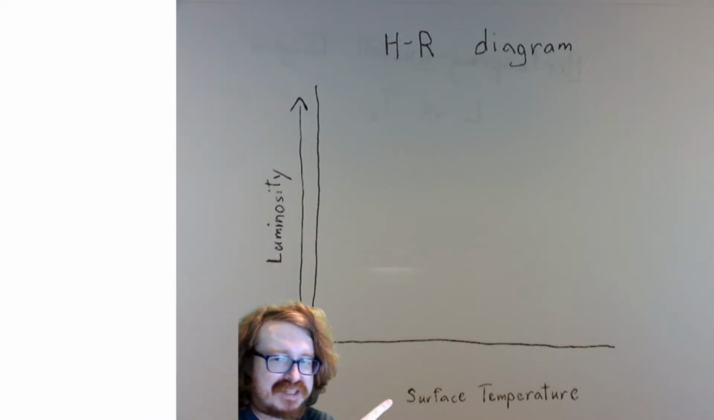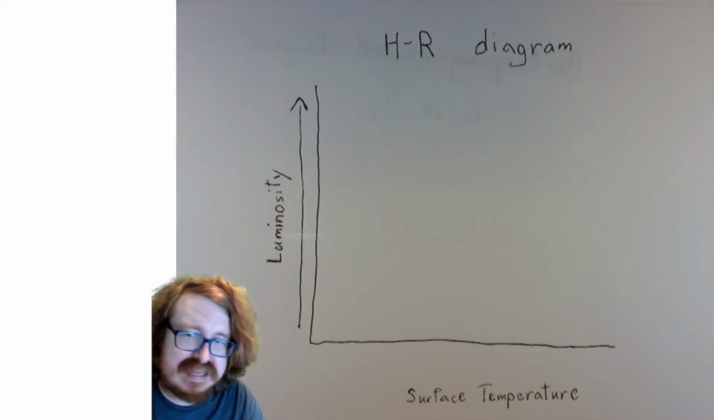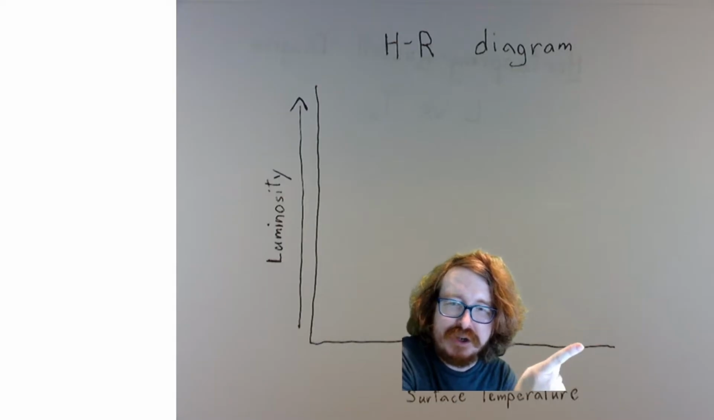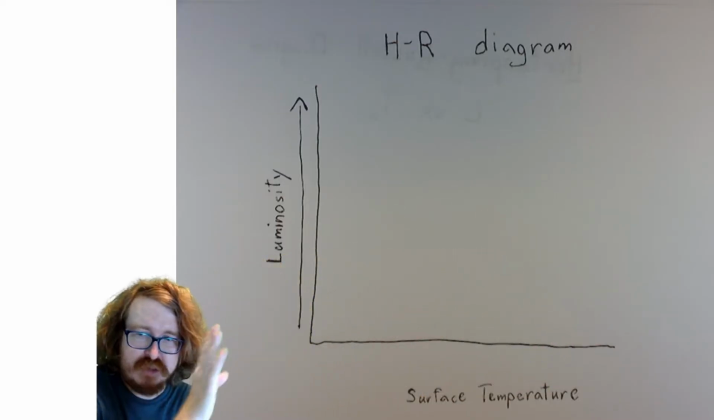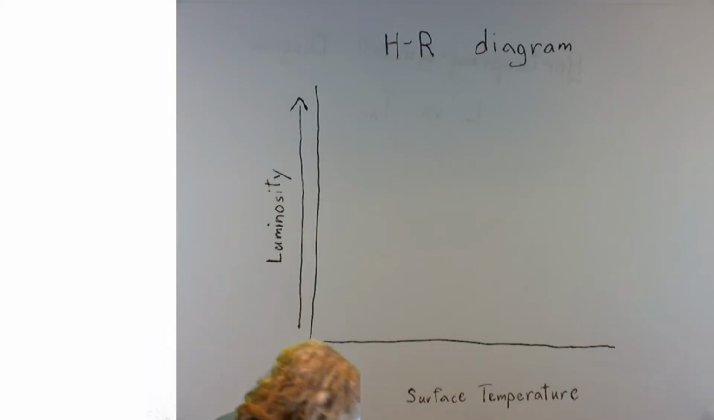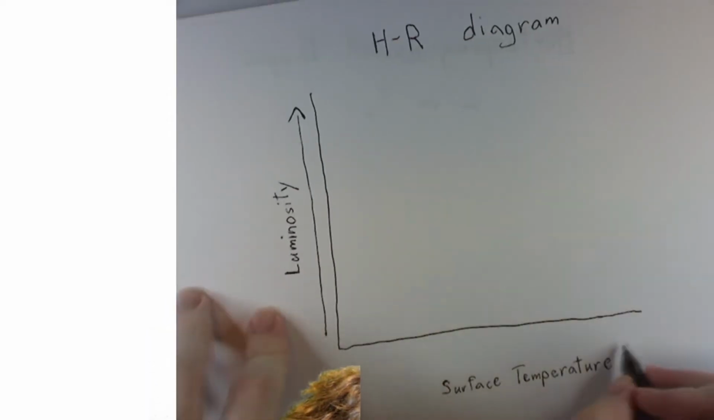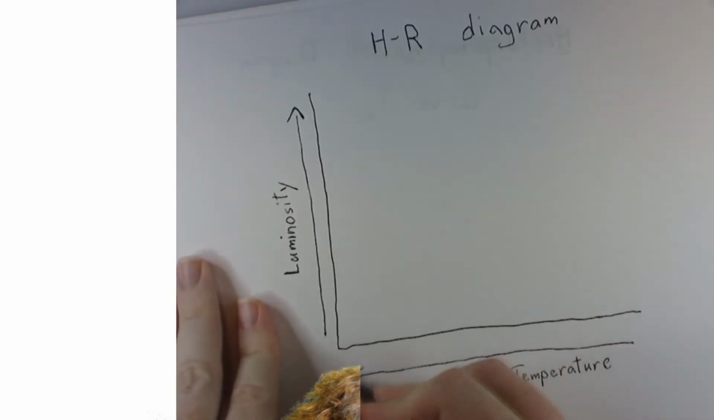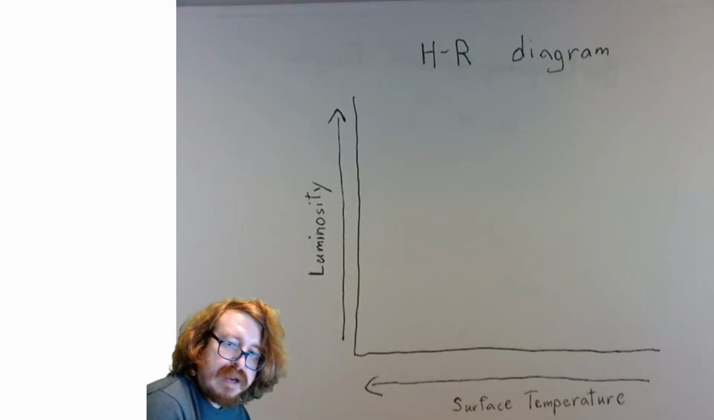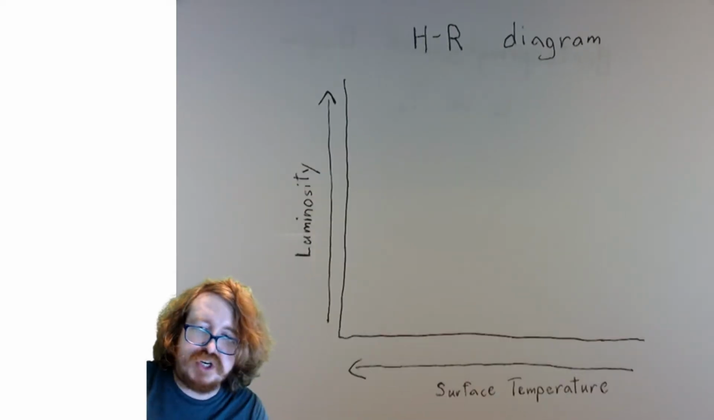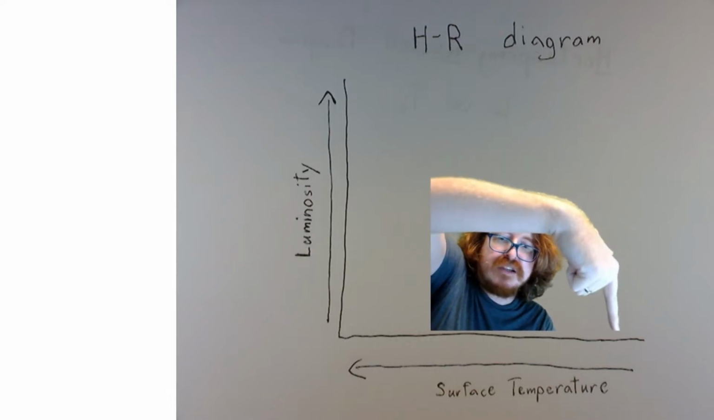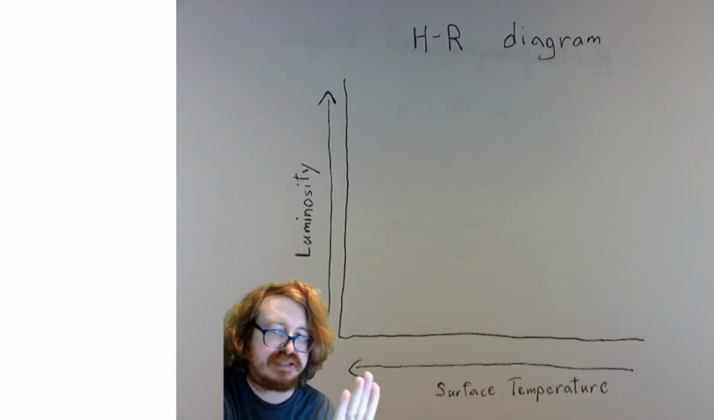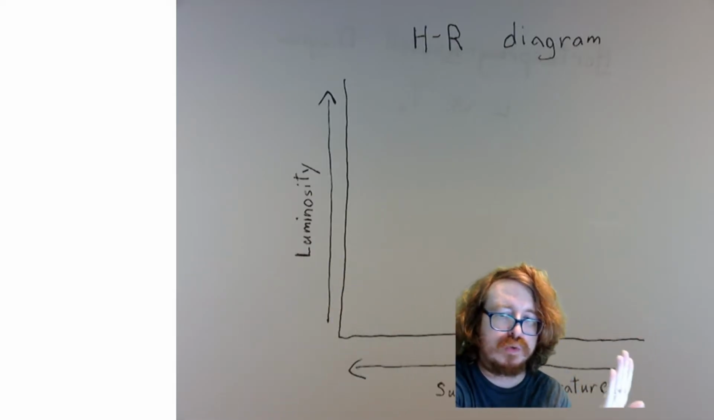On the surface temperature axis, though, it's a little bit backwards. So instead of increasing as we go in the normal direction, it actually increases as we go to the left. So to represent that, I'm going to draw an arrow here going in this direction. There we go. So what I'm saying here is that the surface temperature will get hotter as you go in this direction. So this is your hot side. This is your cold side.